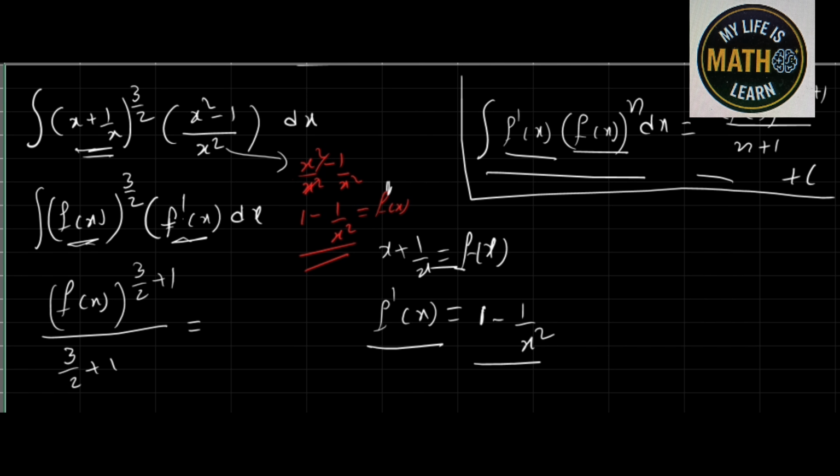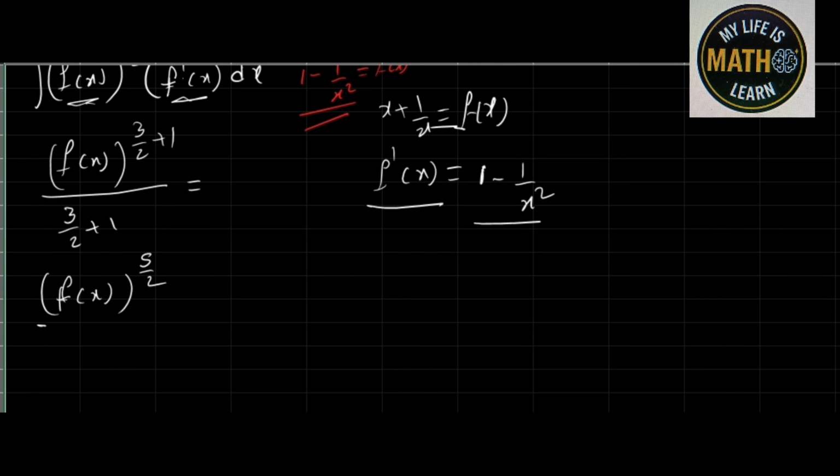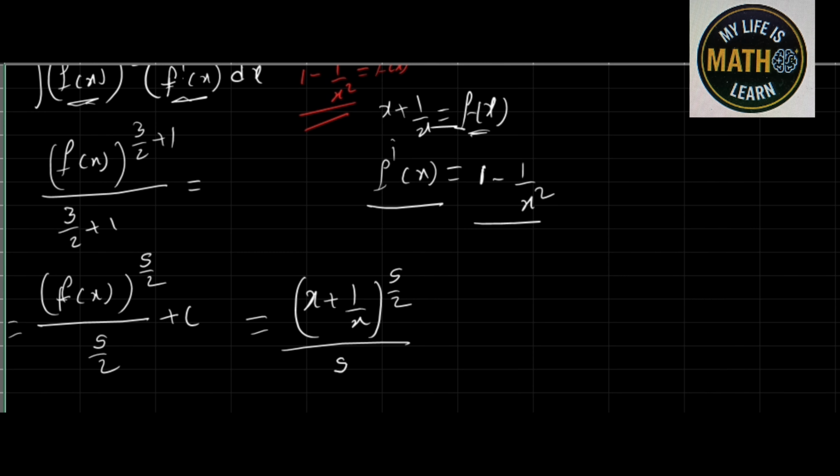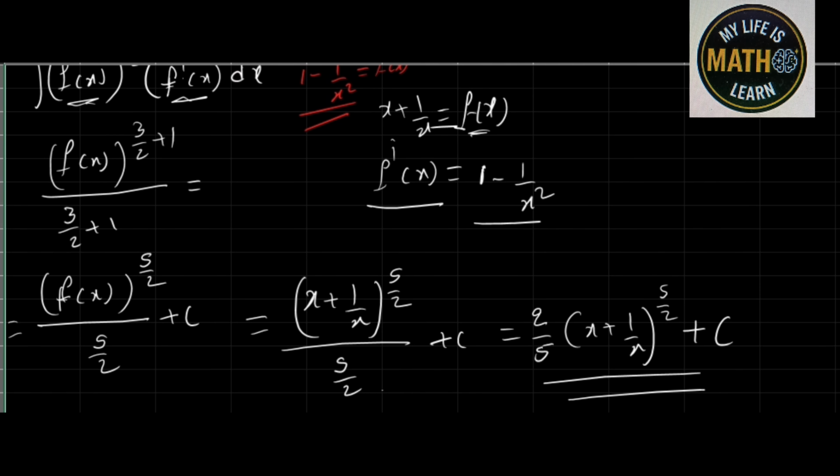That is equal to f of x whole power 5 by 2 by 5 by 2 plus c. That is equal to, f of x meaning x plus 1 by x, so x plus 1 by x whole power 5 by 2 by 5 by 2 plus c, that is equal to 2 by 5 into x plus 1 by x whole power 5 by 2 plus c.